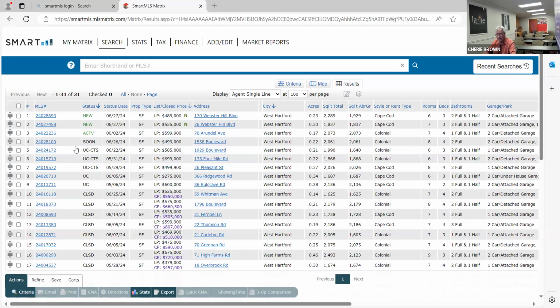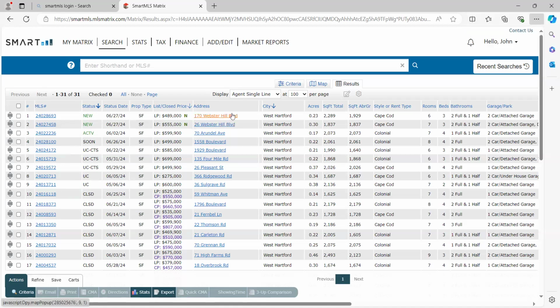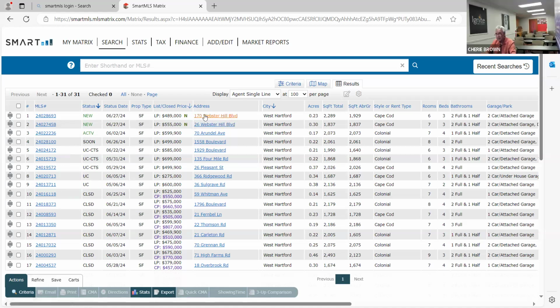Out of these 31 properties right now, you'll see there's only 3 that are active and 1 that's coming soon. We just click on the first one, 170 Webster Hill. So it's brand new to the market. Brand new to the market is for 7 days. Once a listing gets beyond 7 days, it changes status from new to active.